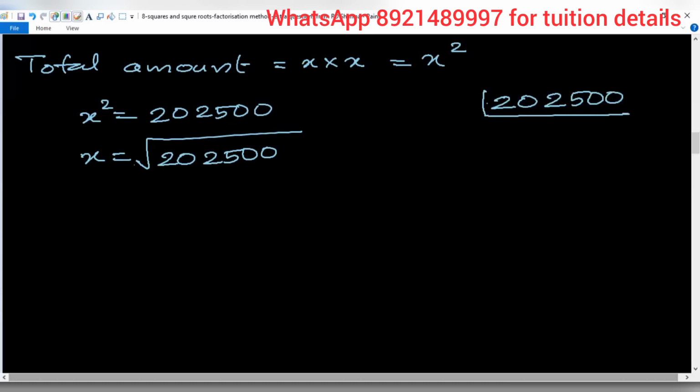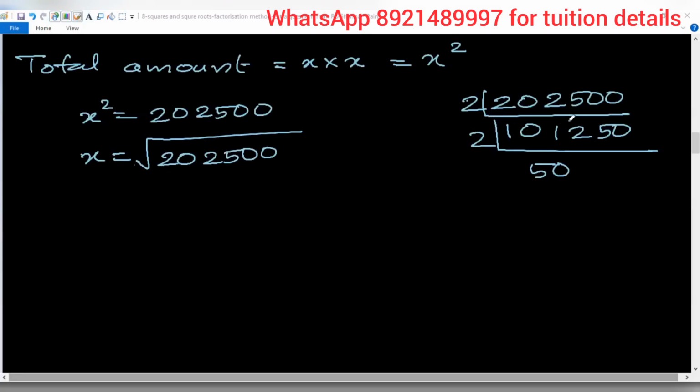See here, 2, so 1 0 1 2 5 0. Again we can divide by 2, 5 0. See here we have to put a 0, right? If we miss this 0 here, our answer will go wrong. Okay, so here we have to put a 0. Then again 5 times 2 is 10. So 2 is left there, 25. Now 12 is there, so 6 times 2 is possible. Then 5, 2 times 2, then 1 0.